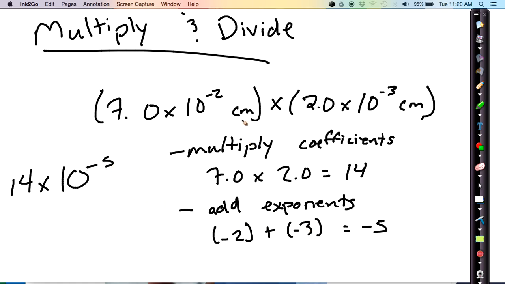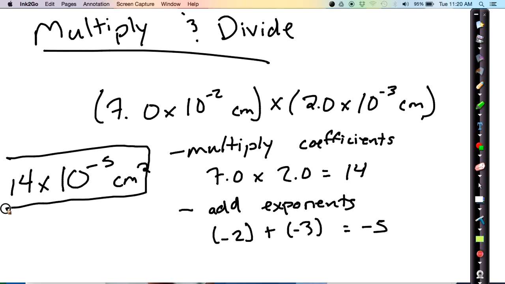And I also have to multiply the units here. So we have centimeters times centimeters. We're calculating area. That's going to be centimeters squared. So my answer then would be 14 times 10 to the negative 5th centimeters squared.